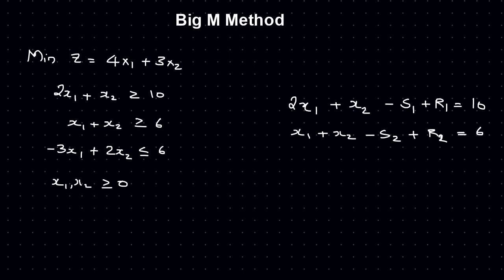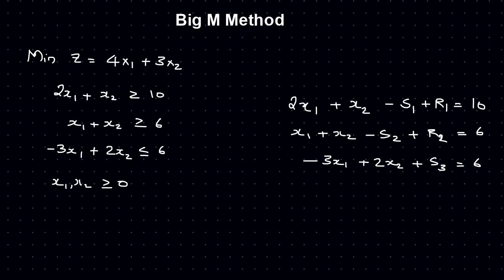And for the third one, it's already less than or equal to. So here I can just write minus 3x1 plus 2x2, and now I can simply add a slack variable plus s3, equated to 6. In this case I have a variable with coefficient 1, and I do not have s3 in the other two equations, so its coefficients in equation 1 and equation 2 are 0. That means s3 can be the basic variable from this equation. So we get the three basic variables r1, r2 and s3.